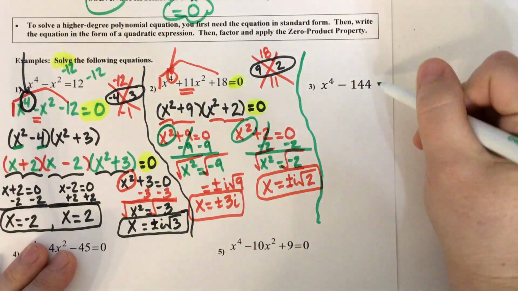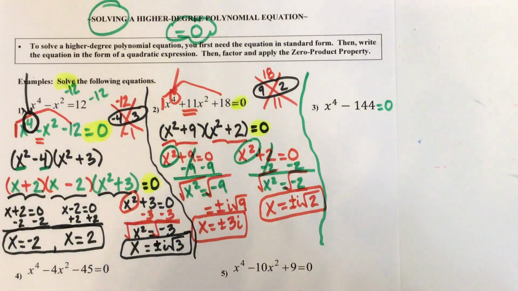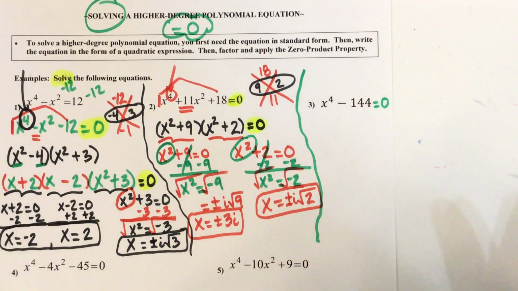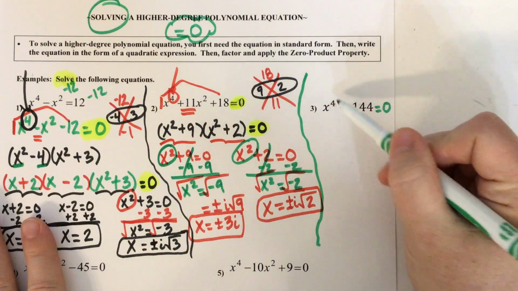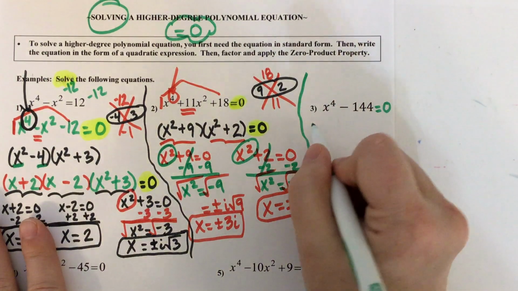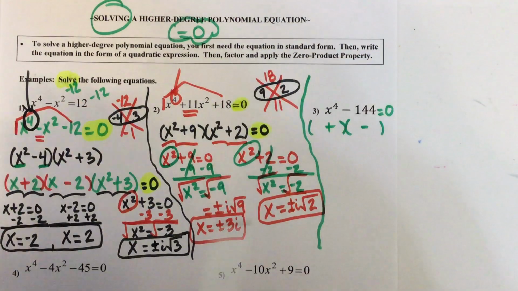Okay, now this next one, I forgot to put the equal 0 on it. So that was just a typo on my part. Do you know what this is? It's a difference of squares. I've got 2 terms, a minus, even exponent, perfect square. Okay, so 2 sets of parentheses. One gets a plus, one gets a minus.